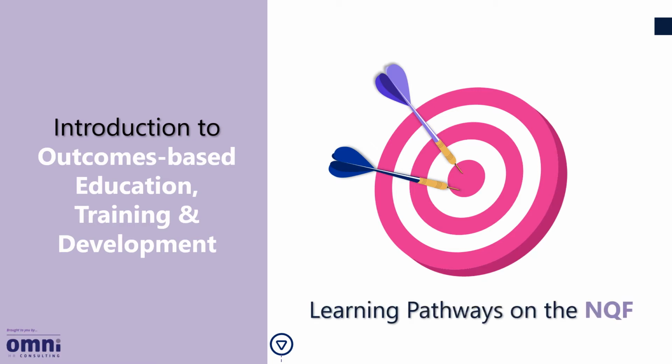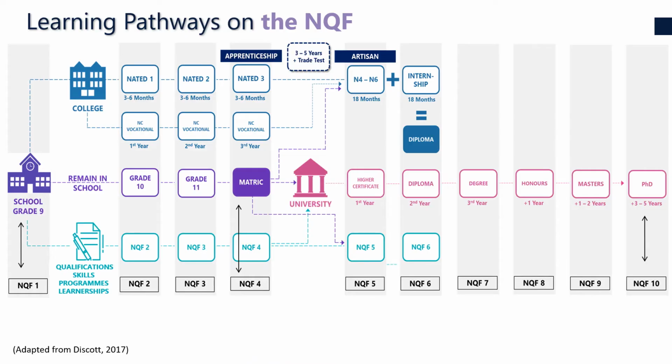Learning pathways on the NQF. You will notice from this illustration, which has been adapted from the source indicated, that the NQF consists of 10 levels, each level increasing in complexity of learning. SAQA has published NQF level descriptors which aim to indicate the complexity of learning expected at each level.